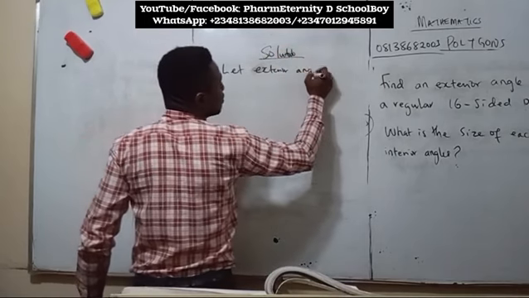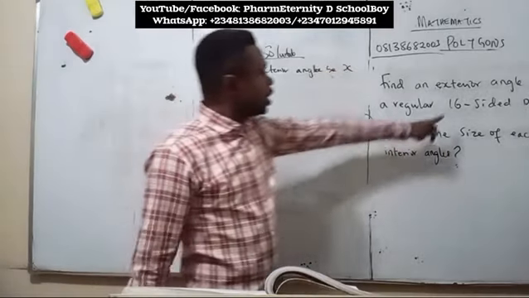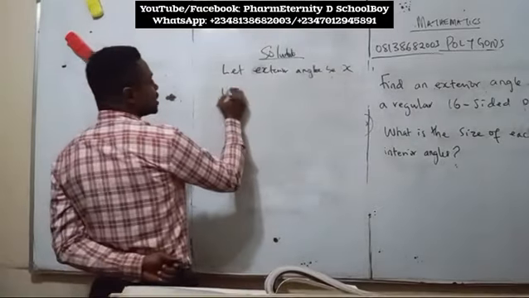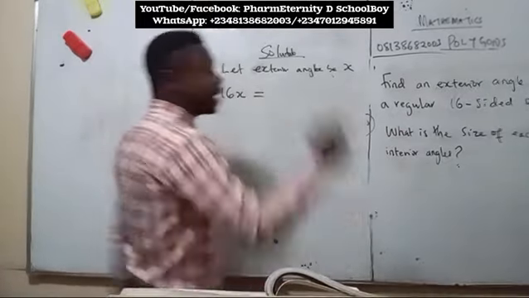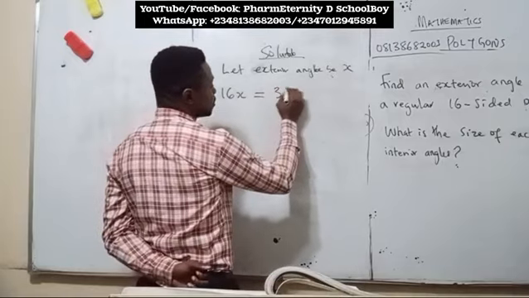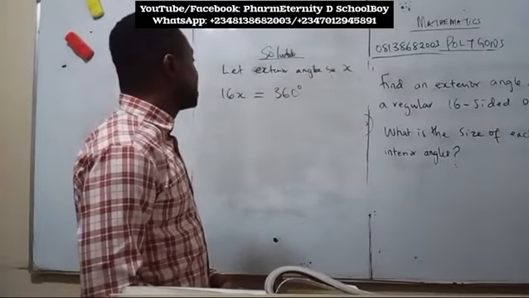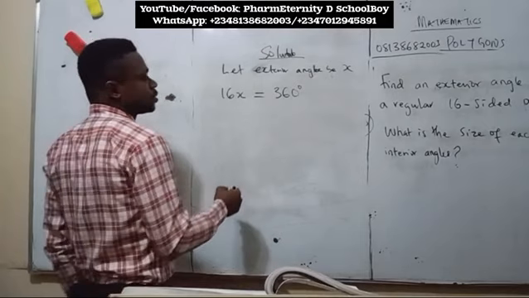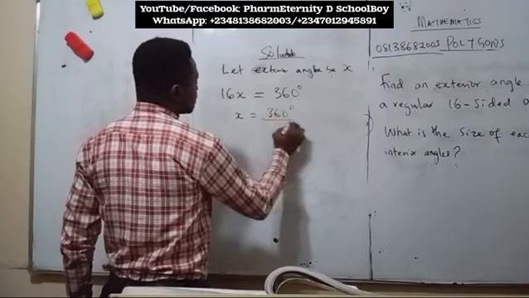Let the exterior angle be x. We have 16 sides, so we multiply x by 16. So 16x is now equal to 4 right angles. Remember, I have explained 4 right angles, so it's 360 degrees. 16x is equal to 360 degrees. So that means x is now equal to 360 degrees over 16.